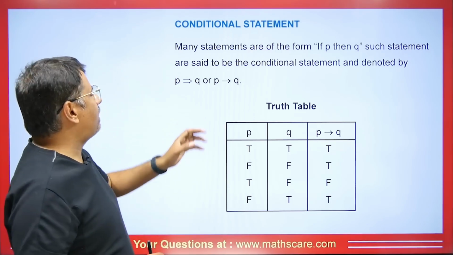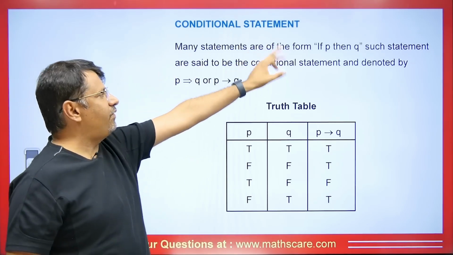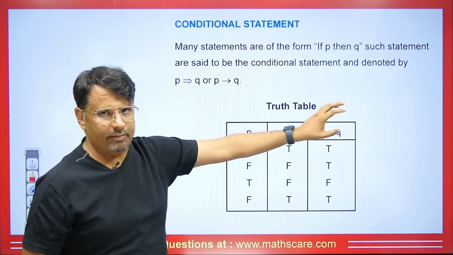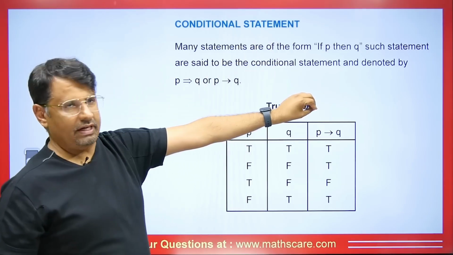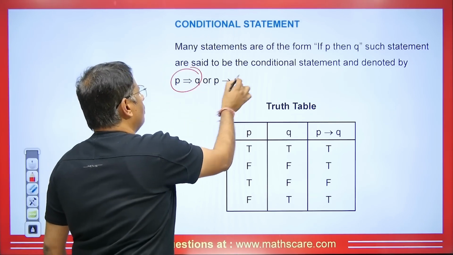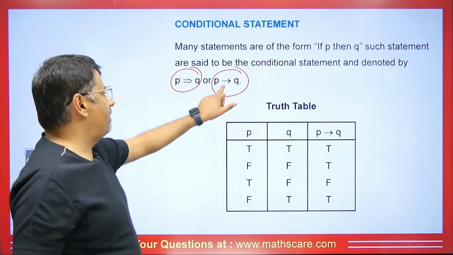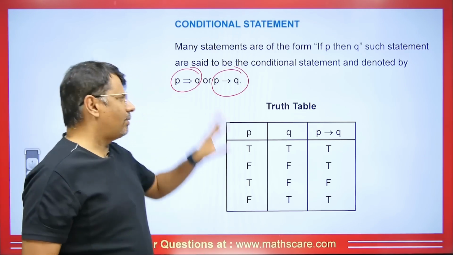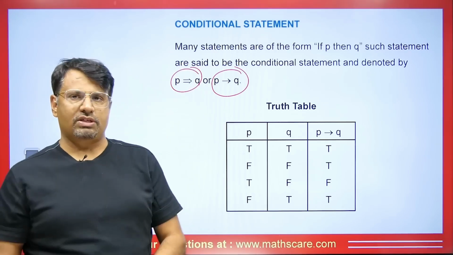Conditional statement means many statements are of the form if P, then Q. Such statements are said to be conditional statements. It means if this happens, then this will happen. And we denote it in this way or like this also. Is this clear? Sometimes this will be written in the question like this or sometimes there will be an arrow, but it means the same. Now let's understand this through a table.